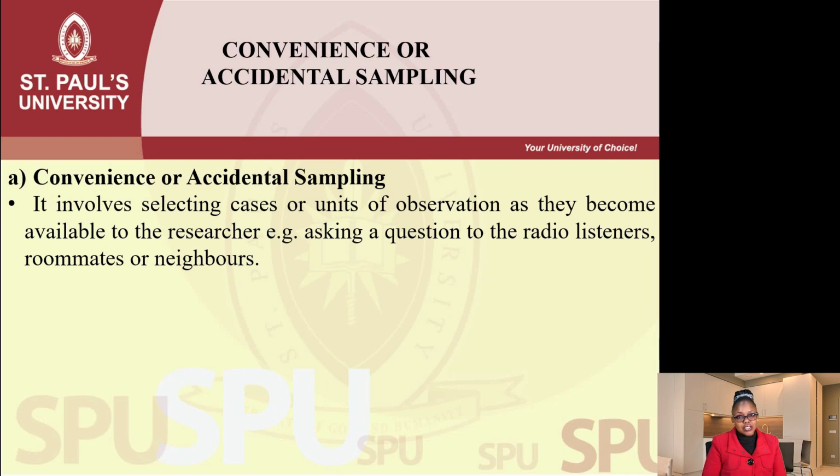You move towards the chapel, you find two gentlemen or two ladies. You stop them and explain to them, and they give you the information. You move around to the field and you find somebody who is just enjoying the sunshine, a staff member. Again, you request information from them and they give it to you. So it's accidental. You have not planned. It's whoever is there. And that is why it's called convenience. It is as simple as that.